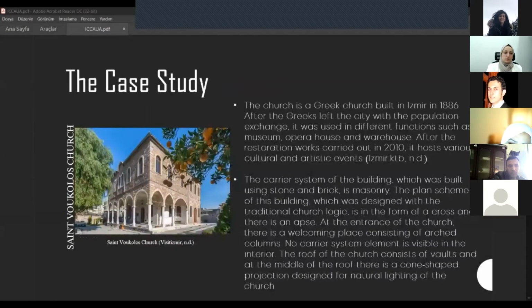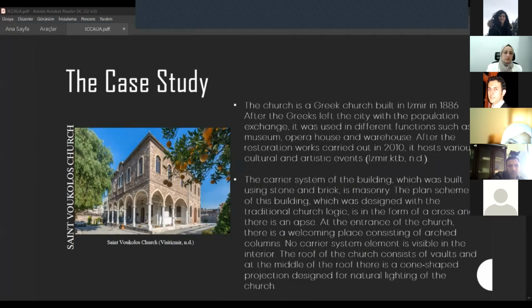The church is a Greek church built in Izmir. After the Greeks left the city with the population exchange, it was used in different functions such as museum, opera house, and warehouse. The restoration works were carried out in 2010. It hosts various cultural events. The carrier system of the building, which was built by using stone and brick, is masonry.